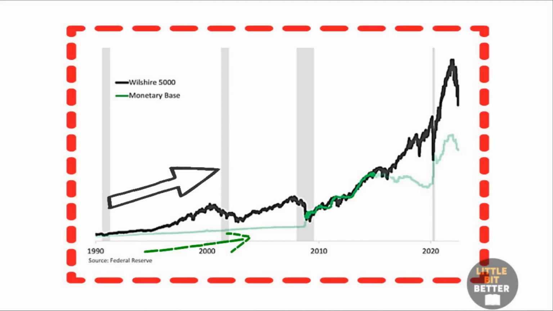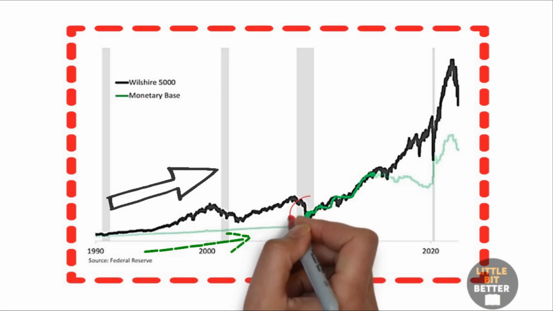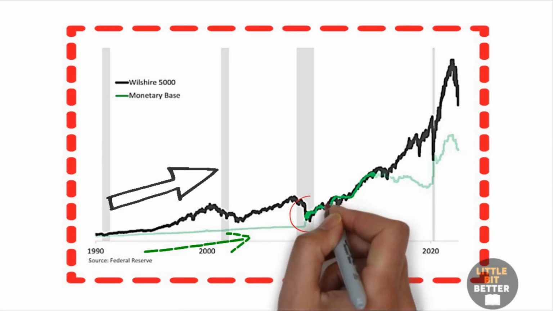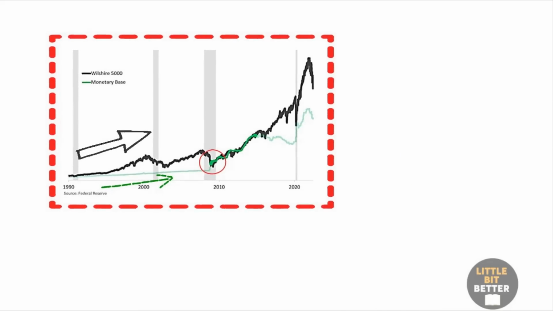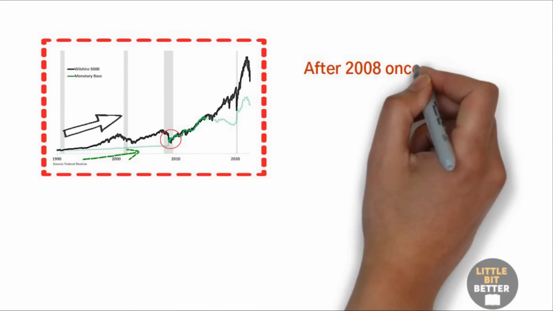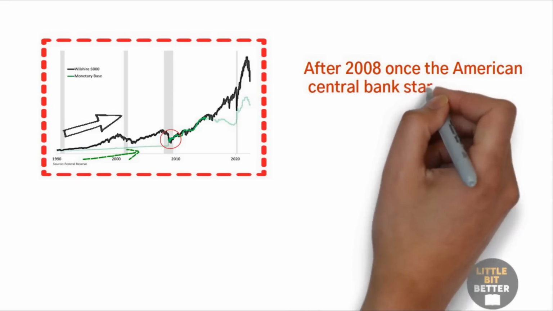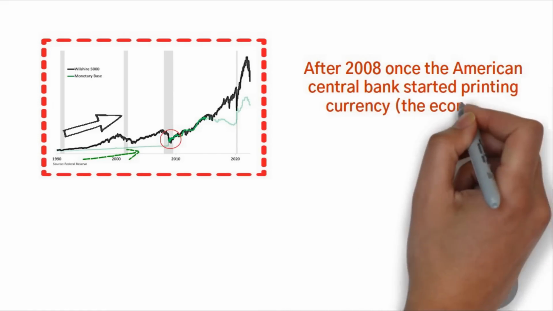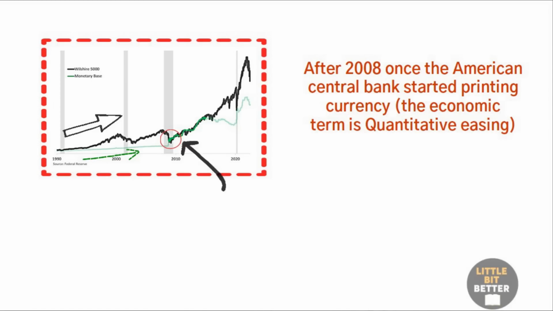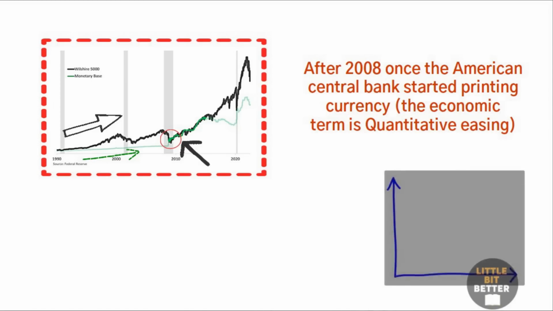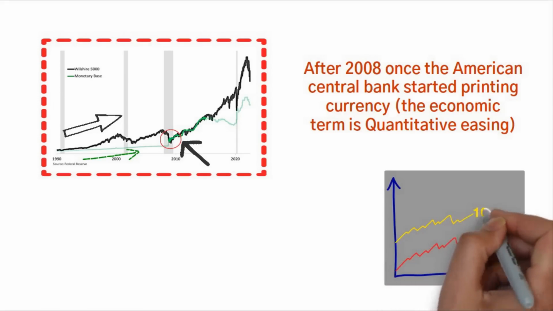And the Wilshire 5000 is an index that tracks the performance of the entire stock market in the United States. It is shown with the black line in the graph. Note that until 2008, there is absolutely no correlation. However, after 2008, once the American Central Bank started printing currency, the economic term is quantitative easing, the correlation is nearly perfect. When the amount of currency rose by 10%, the value of the stock market rose by 10%.